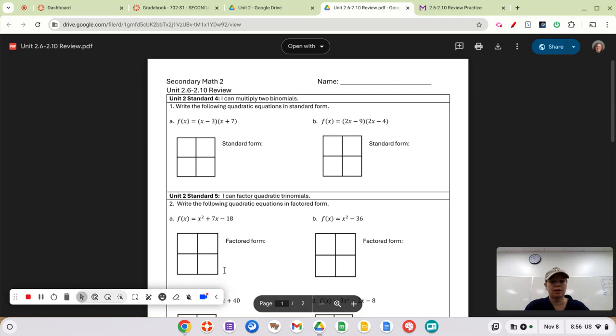And I am going to turn this camera off because I am sitting here in my cougar hat. Anyway, all right.